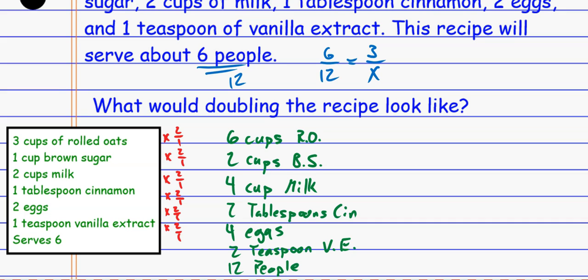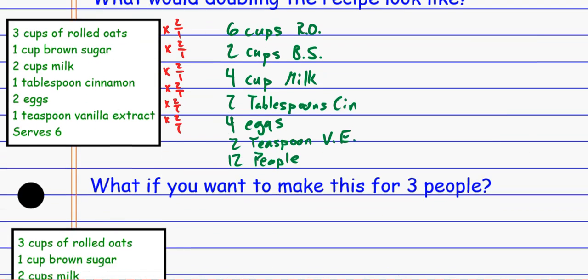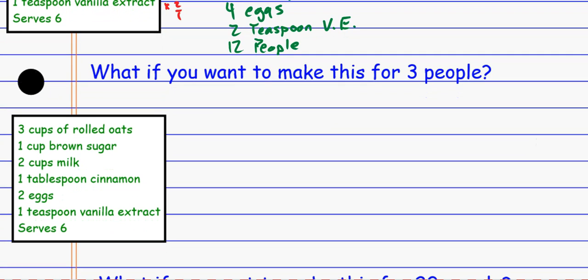And here's the thing, if I wanted a larger ratio, I better multiply by something that's going to give me larger values. If I want a smaller ratio, I'm going to multiply by something that gives me smaller values, by a fraction. Okay? Along those same lines, what if you wanted to make this for 3 people? And so the idea here is I went from 6 people, and I want to change this to 3 people. In other words, I want to cut the recipe in half.